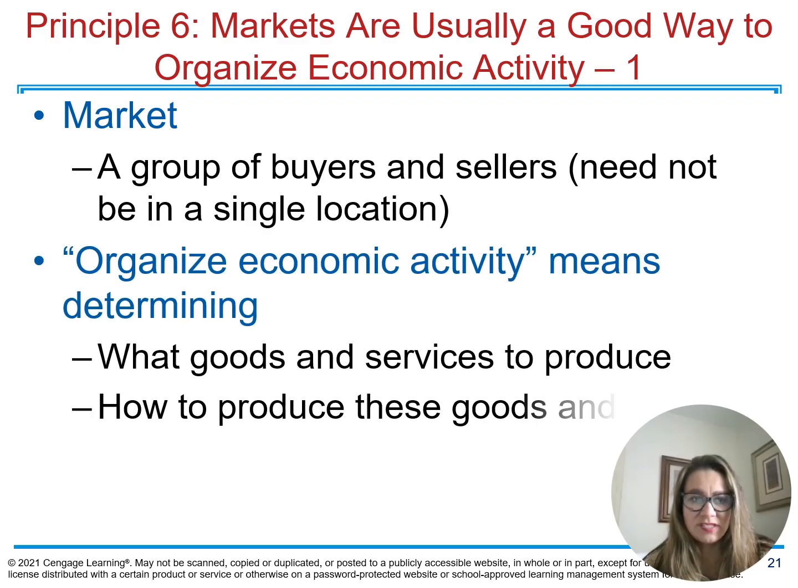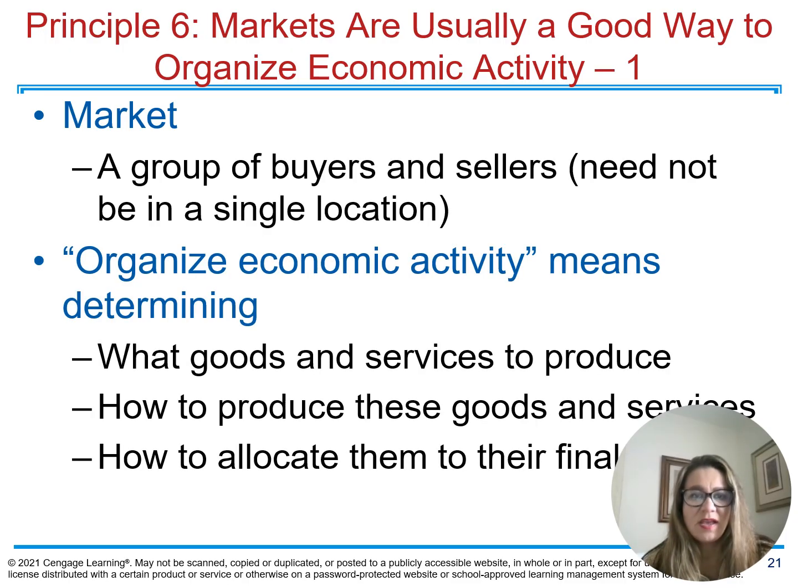Principle number 6 talks about markets. And we believe in economics that markets are usually a good way to organize economic activity. But first of all, what is a market? A market is a group of buyers and sellers that meet in order to trade goods and services, right?